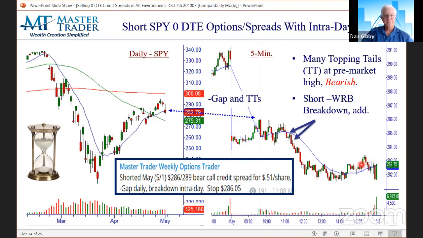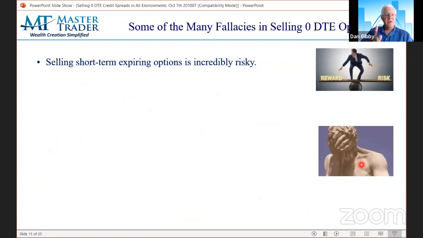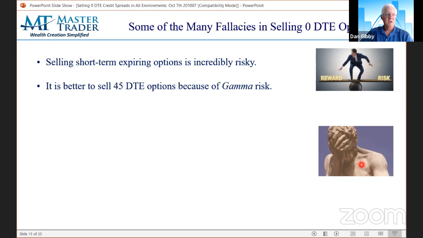It's another trade. All right, so now I want to get to the fallacies of these. Let's take them one by one. Selling short-term expiring options is incredibly risky. I don't even know how to answer that one. Why? Everything in trading is reward to risk. We just showed you how we start with a high probability setup. I'll get to the checklist in a moment. We put it on, we have a stop loss, and we manage in between.